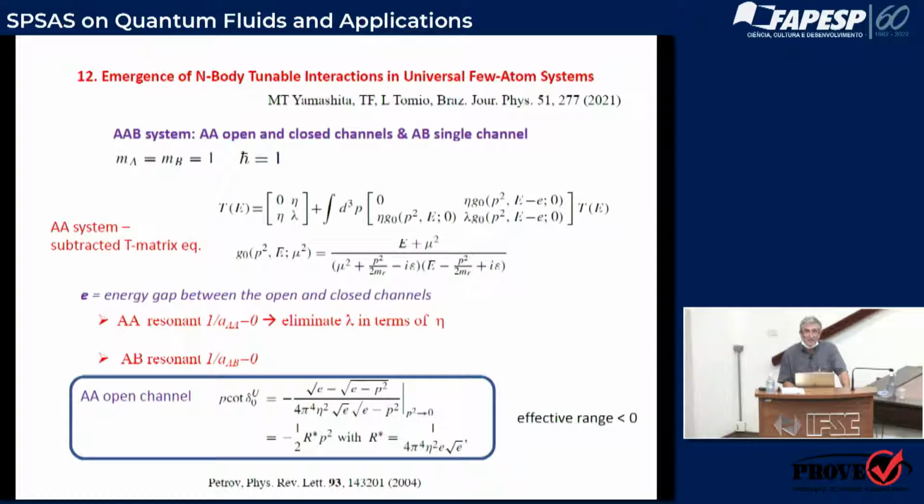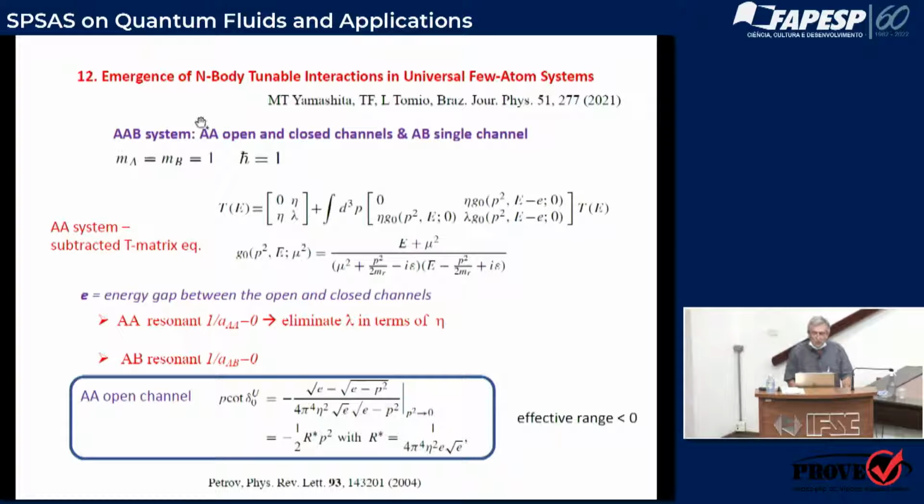So we have looked at this problem. I will sketch very briefly how this was a contribution to the Hussein volume. So it was really a kind of essay. But the idea is the following. Just to illustrate this idea, we took an AAB system where AA have open and closed channels, and A and B just one open channel. To simplify, otherwise you start to have many coupled equations. Just to illustrate how those Skorniakov and Ter-Martirosian equations can be changed.